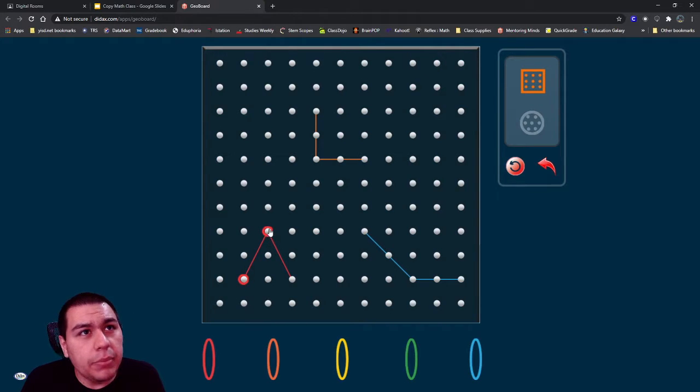If I make a capital letter A with my rubber bands, that's an acute angle. An acute angle looks almost like a capital letter A. It might be a letter A on its side, but it'll look like a capital letter A.